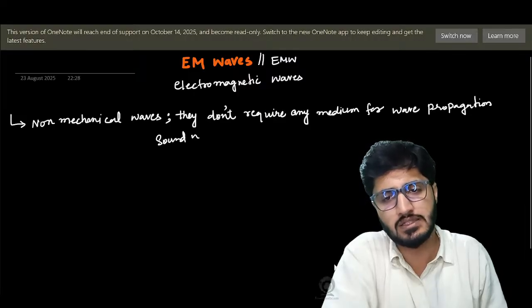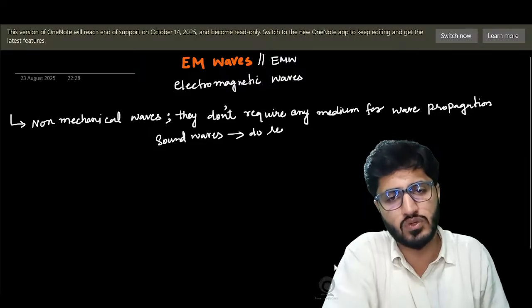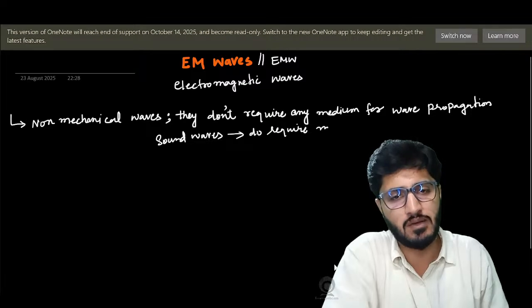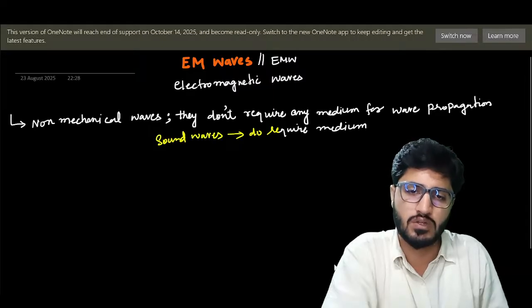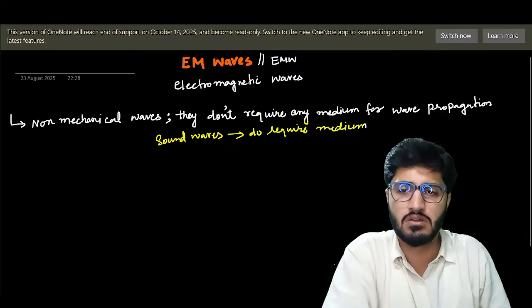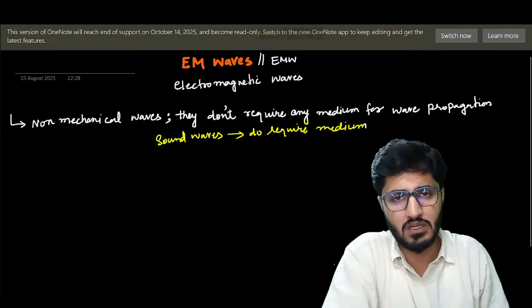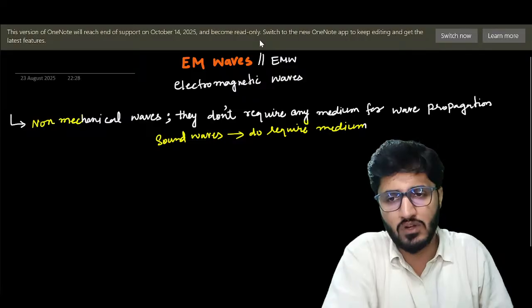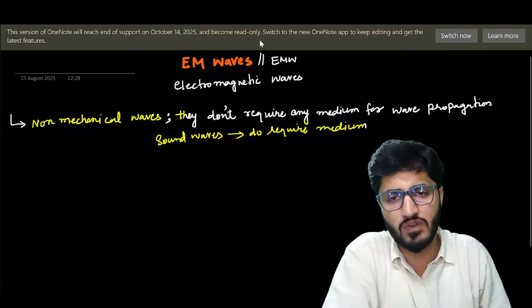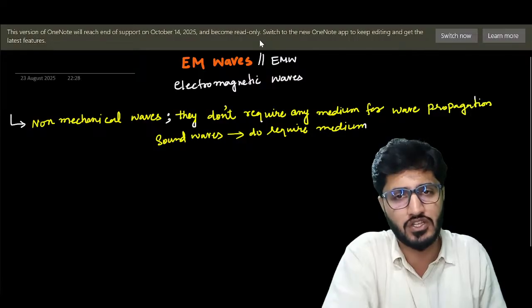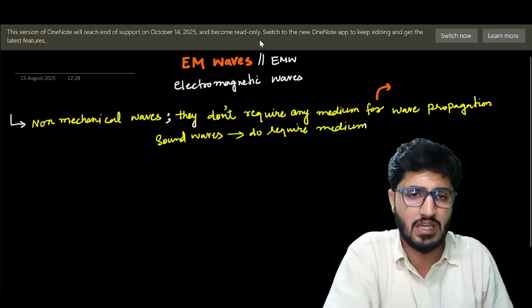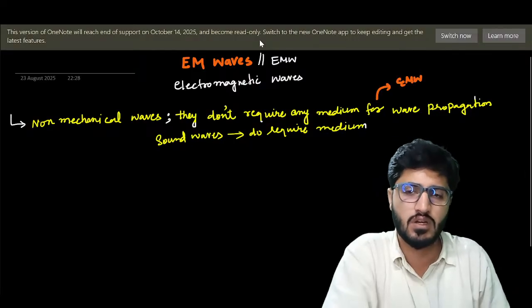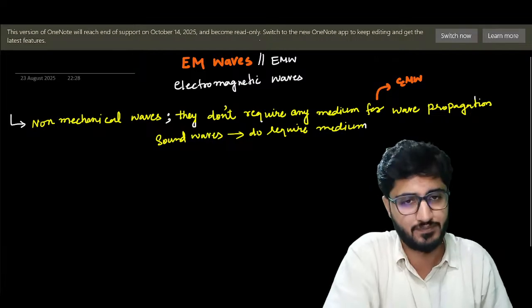Sound waves do require a medium to travel, so these waves are known as mechanical waves. But in a different way, we have non-mechanical waves. Non-mechanical waves are those waves which do not require any medium for their propagation. If you want an example, EM waves are an example of non-mechanical waves, just like light.